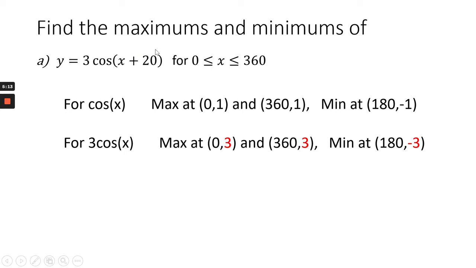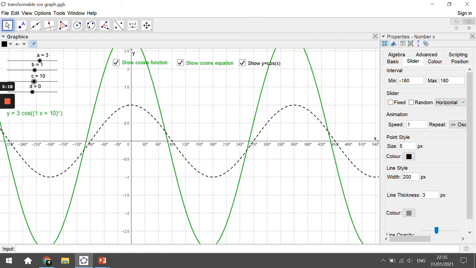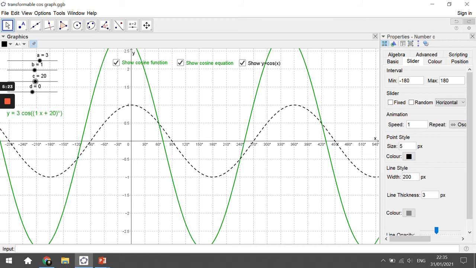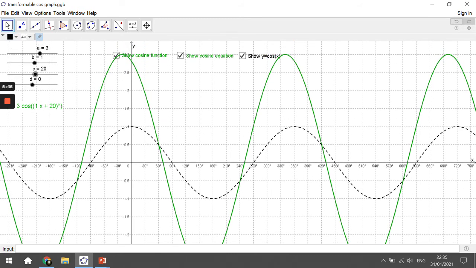Now let's worry about that plus 20. If I do that plus 20, I am shifting my graph, and remember, as I add 20, you'll spot that graph has moved to the left. So my maximum is now at minus 20, 3. My minimum here has moved to 160. Yep, there it is, better. 160, minus 3, and my other maximum here is at 340, 3.